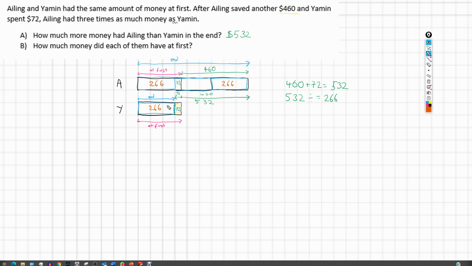So now we have some more information. We were asked how much money did each of them have at first? Well, Yamin had 266 plus the 72. And remember, we can see that this is what's at first, 266 plus 72. So 266 add 72 equals, and that gives us 338. So that's the answer to the second part, 338.